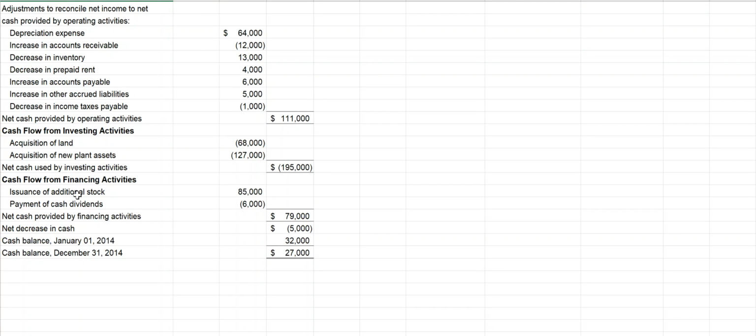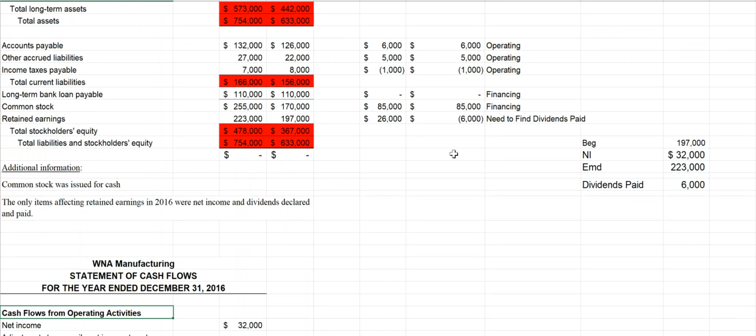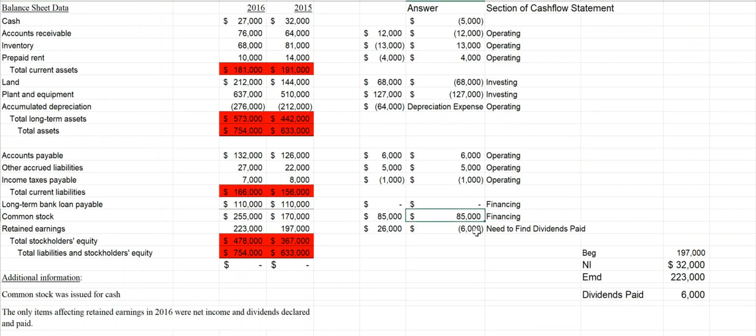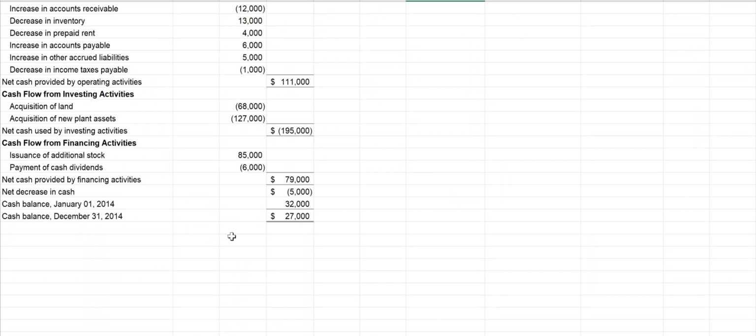And then I have my issuance of stock, which is the $85,000. And then remember, don't forget, you must calculate your dividends here. So that's going to be a negative $6,000. That gives me $79,000. So when I add the $111,000 minus the $195 plus the $79, that gives me my decrease in cash of $5,000. It gives me my answer.